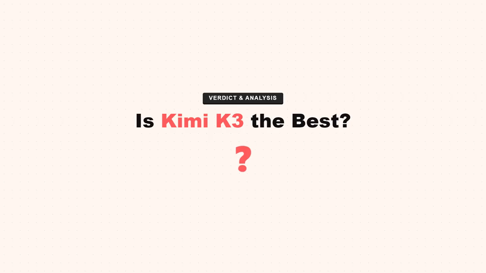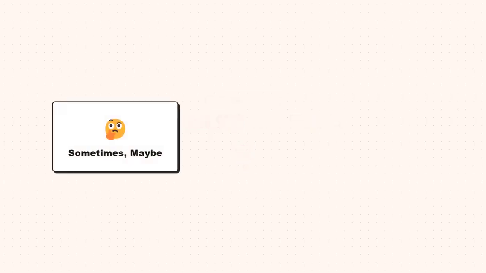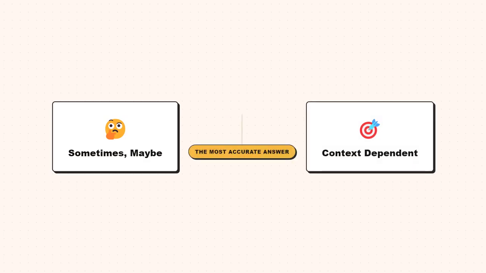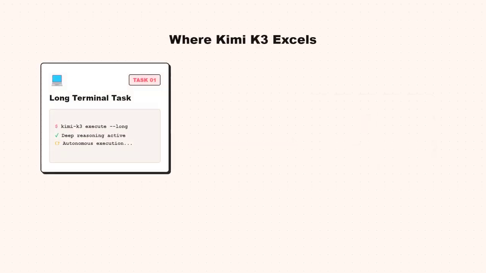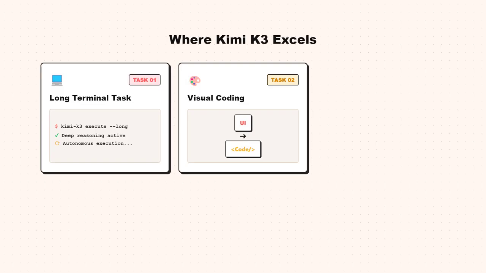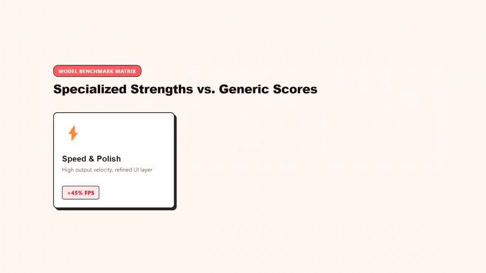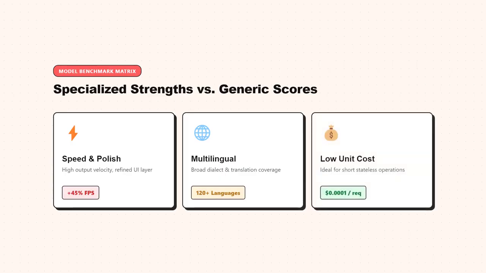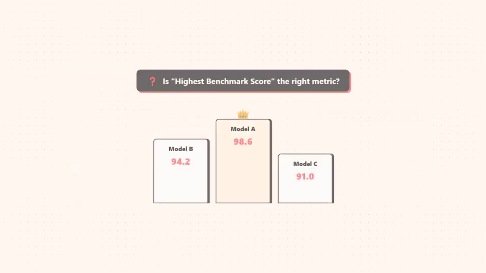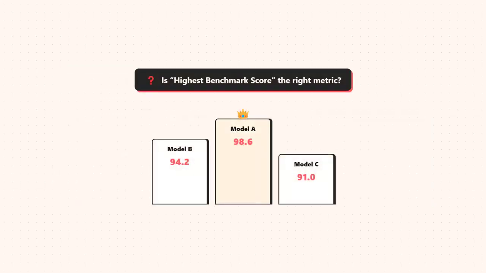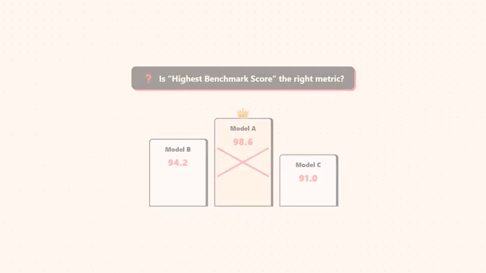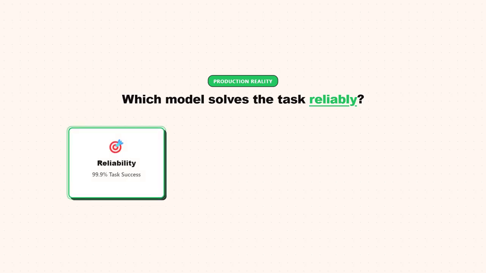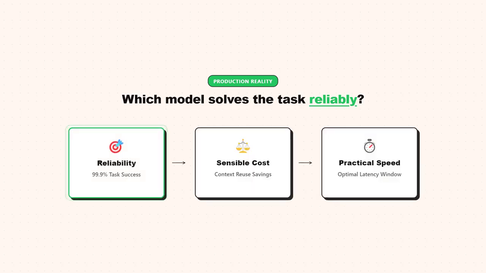So, is Kimi K3 the best model available? Sometimes, maybe, and that's probably the most accurate answer. It may be the better choice for a long terminal task, a visual coding workflow, or a workload where prompt caching makes the economics work. Another model may be faster, more polished, better at multilingual implementation, or cheaper for a short task that doesn't reuse much context. The important question isn't simply, which model has the highest score? It's, which model solves this particular job reliably at a cost and speed that makes sense?